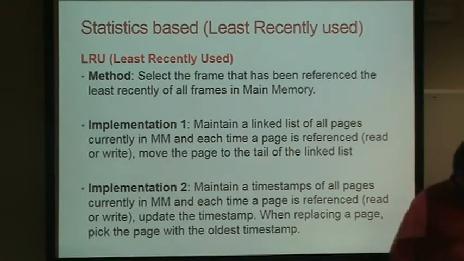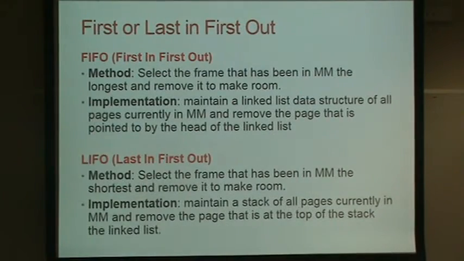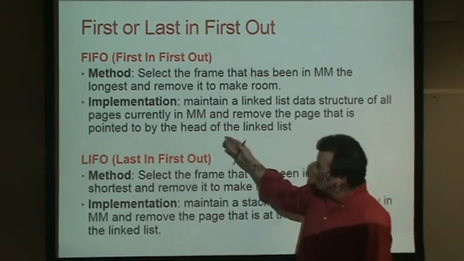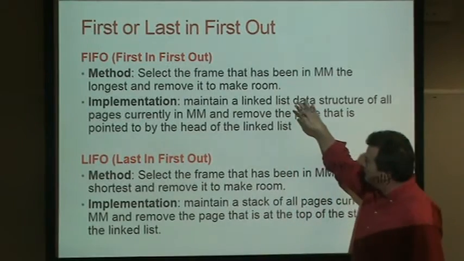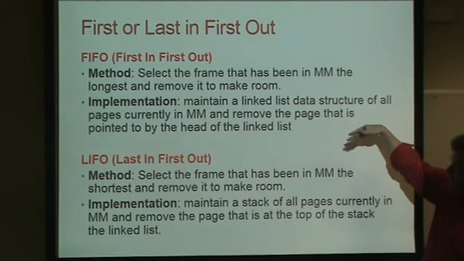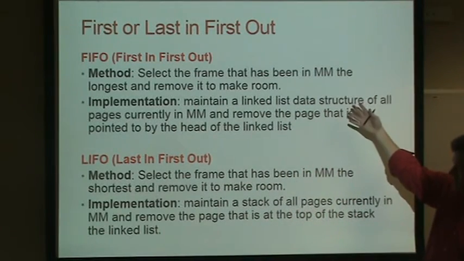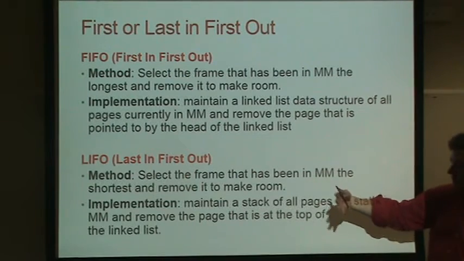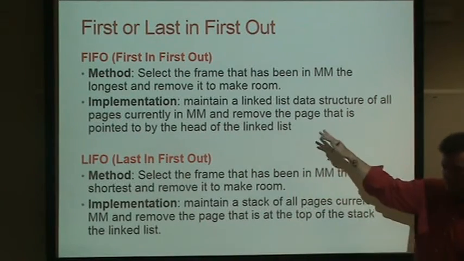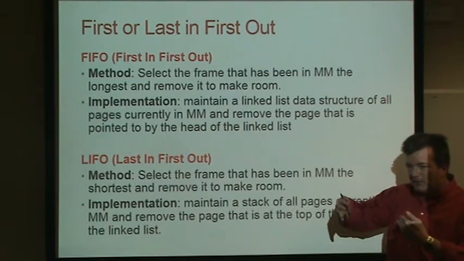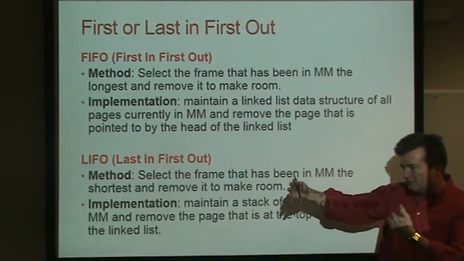Okay, so now for the operating system to implement these, for example, first in, first out, the method is to take the page frame that has been in main memory the longest amount of time and remove it. How can the operating system keep track of this? It could maintain a linked list. So every time a page comes in, you have a head and a tail of the linked list.